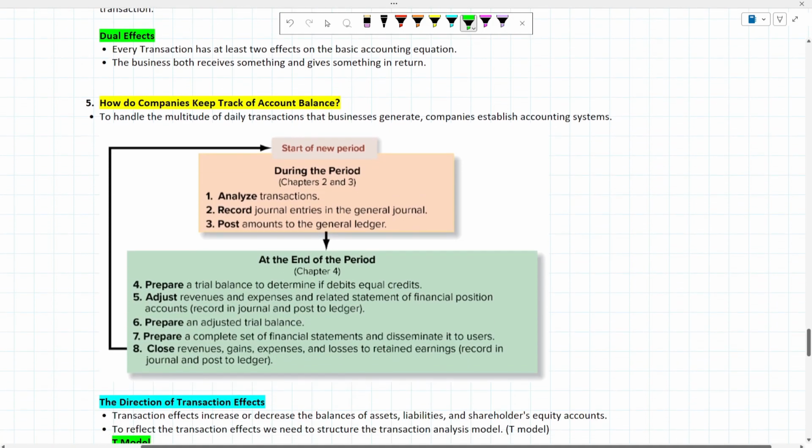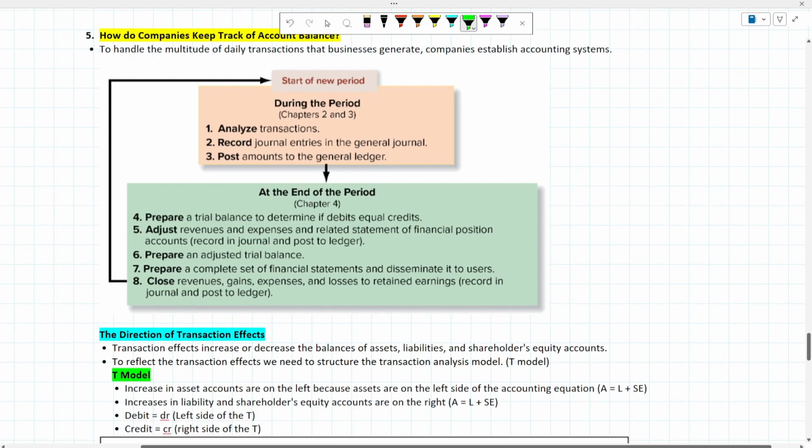So how do companies keep track of account balances? To handle the multitude of daily transactions that businesses generate, companies establish accounting systems. So at the start of the period, you have to analyze transactions, and record journal entries in the general journal. I don't believe we're going to be doing many journal entries in these future chapters. Three, post amounts to the general ledger.